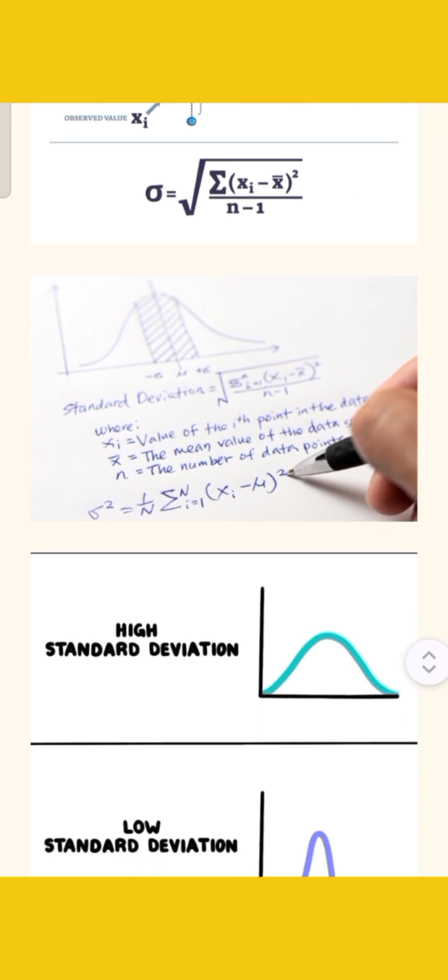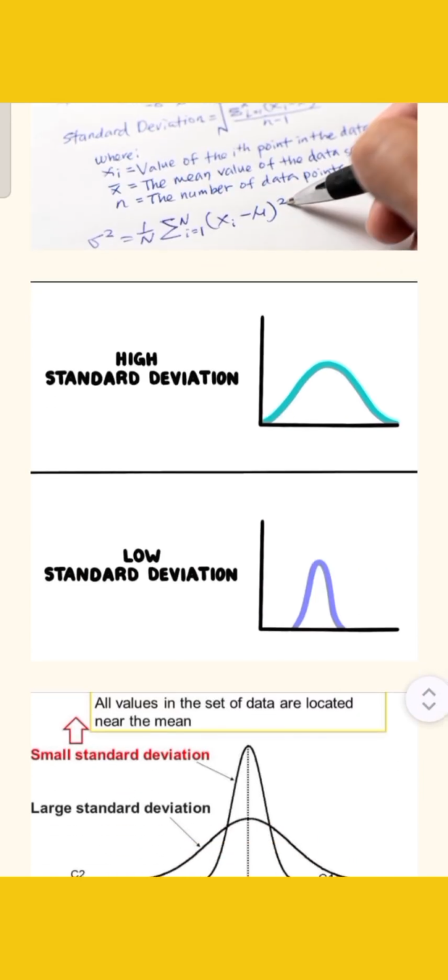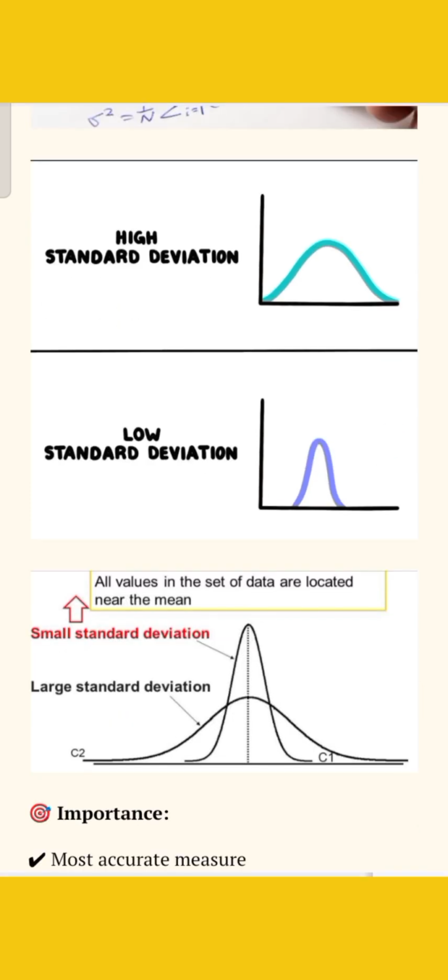And we can see another picture, and we can see high standard deviation and low standard deviation. In the picture, curves or graphs are shown. These represent how data is spread around the mean. Narrow curve, low dispersion, and wide curve, high dispersion. These visuals help us understand how tightly or loosely data is distributed.